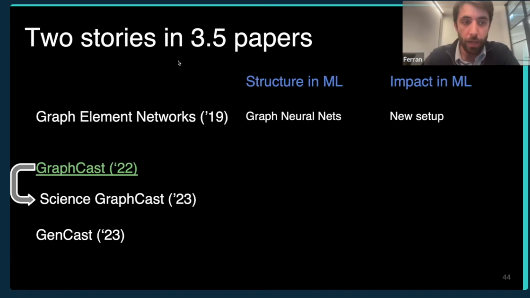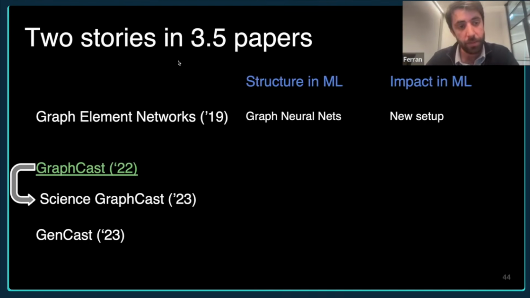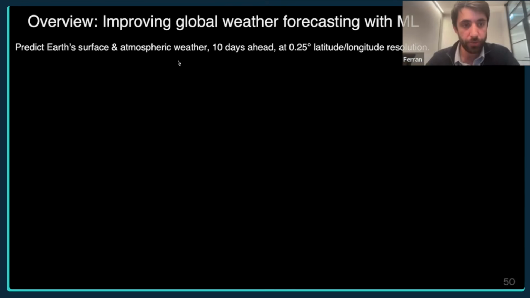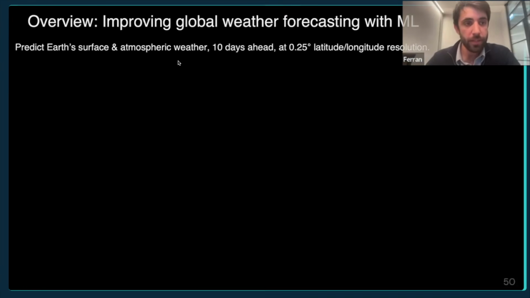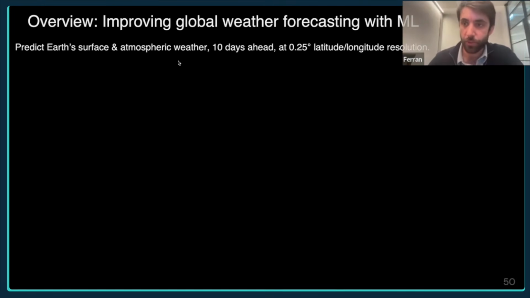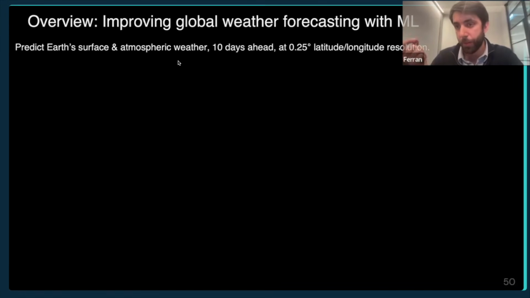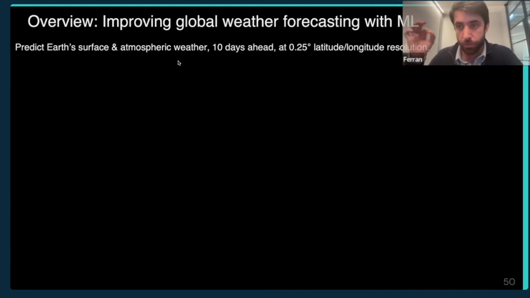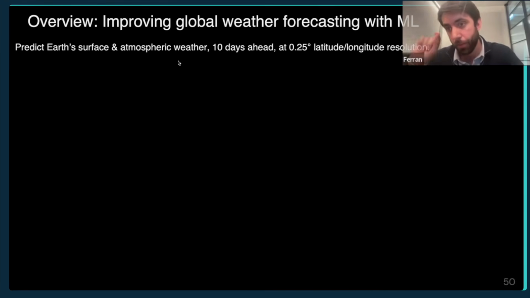Let's now look into GraphCast, which was a paper that we published at DeepMind. We're first going to talk about the arXiv version. So the goal of that work is predicting the Earth's surface and atmospheric weather up to 10 days ahead, and at 0.25 degrees latitude longitude resolution, which you should think about like a 30 by 30 kilometer grid. So one prediction for every 30 by 30.